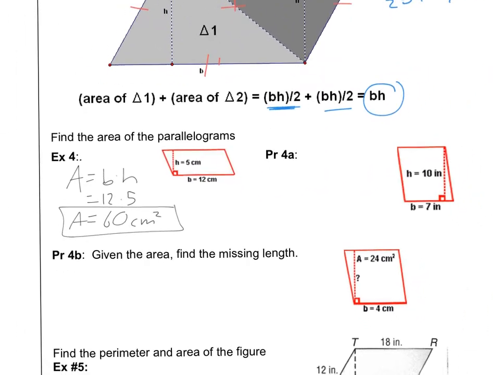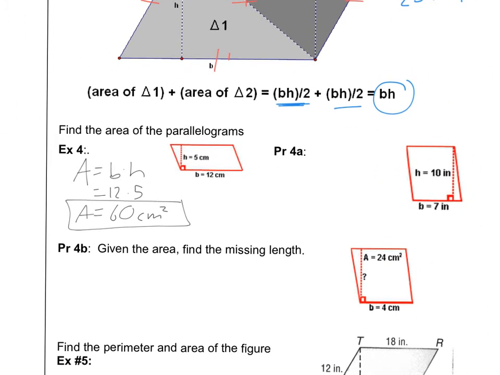Okay, so I want you to go ahead and try practice 4A, give it a shot. And then also I want you to try practice 4B. We did a problem like this on the last page, where I give you the area and you find the missing length. So go ahead and give both of those a shot, pause the video, and then put your answers in. And then unpause it when you're ready to check.